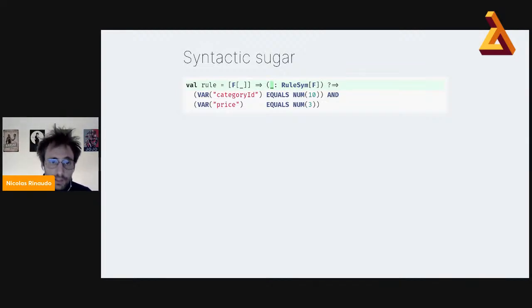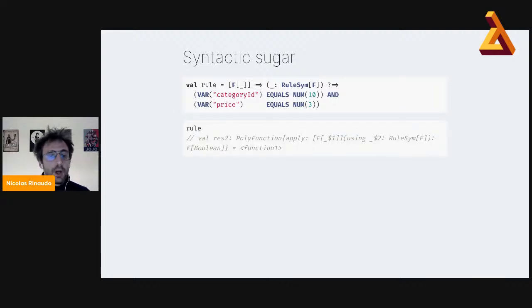And that is how we would encode our rule, which, if we try to print it, gives this absolutely horrible printed version. And I hope the Scala team fixes that in the compiler.